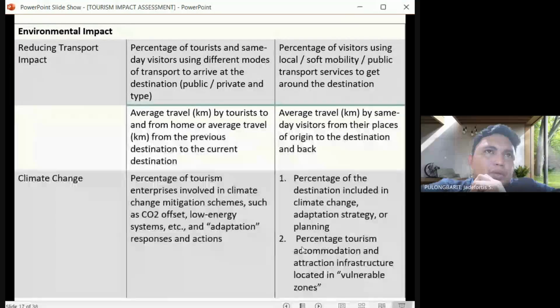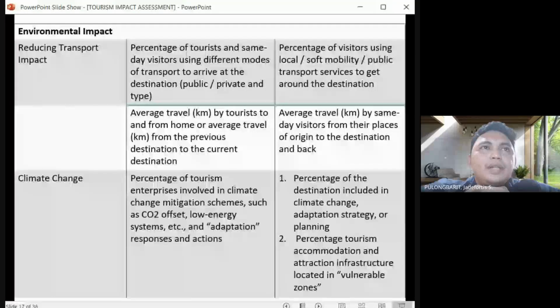For the climate change criteria: percentage of tourism enterprises involved in climate change mitigation schemes such as carbon dioxide offset, low energy systems, etc., and adaptation responses and actions. For optional indicators, number one, percentage of the destination included in a climate change adaptation strategy or planning. In number two, percentage of tourism accommodation and attraction infrastructure located in vulnerable zones.